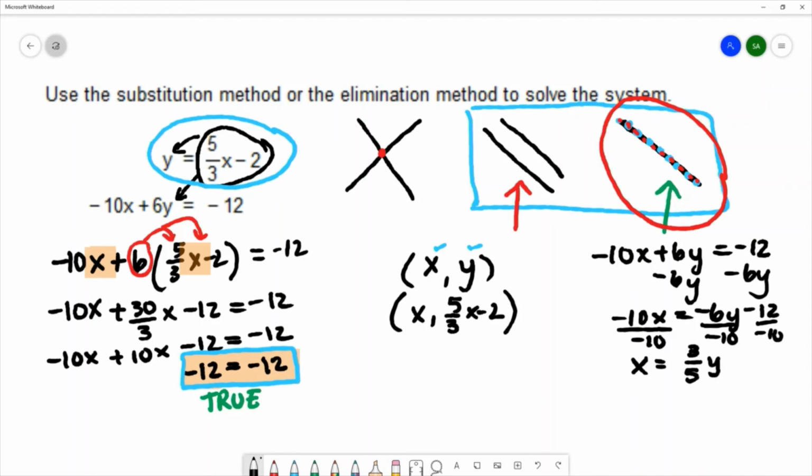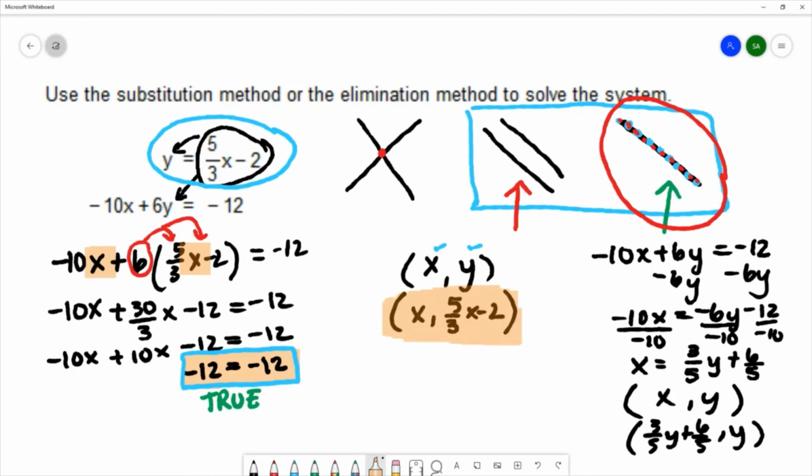And that 12 over 10, both of them are even, so 2 goes into 12 6 times, 2 goes into 10 5 times. So we could write our ordered pair x, y as 3/5 y plus 6/5, comma, y. So that would be it in terms of the variable y. So our solution to this system of equations are all ordered pairs of this format or all ordered pairs of this format.